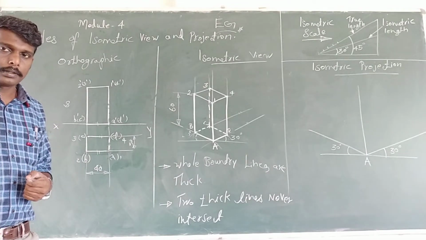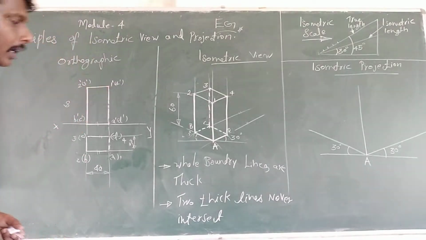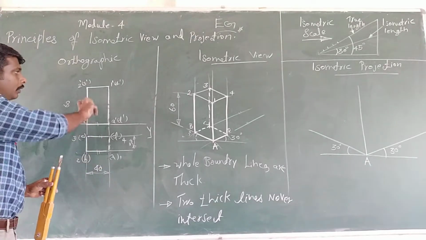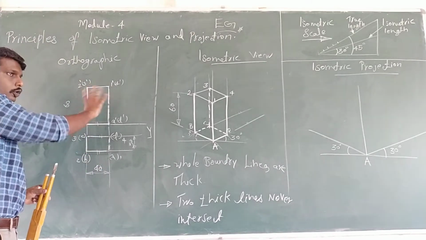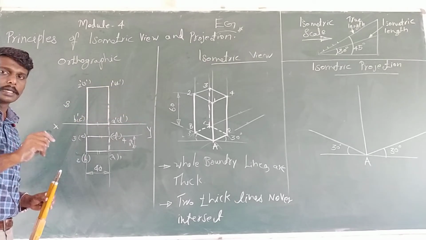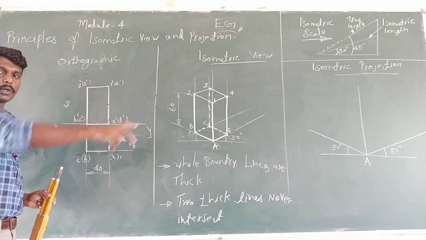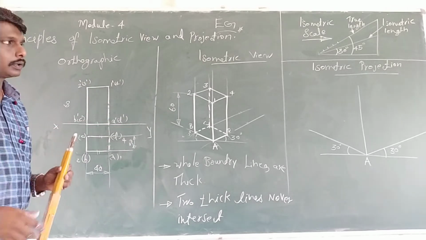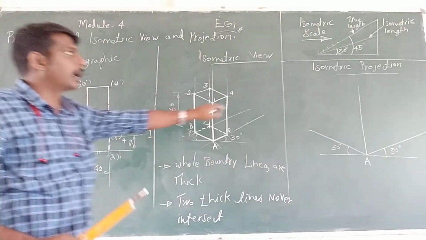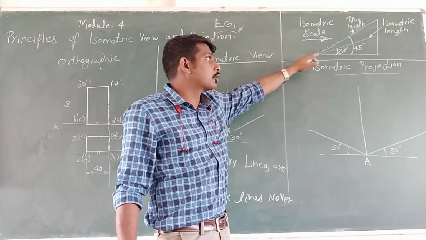Reduced length means, assume this is 100 mm. Then in isometric projection only 82 mm is visible. So in order to find the 82 percent of the line, we use an isometric scale to convert the true length to isometric length.